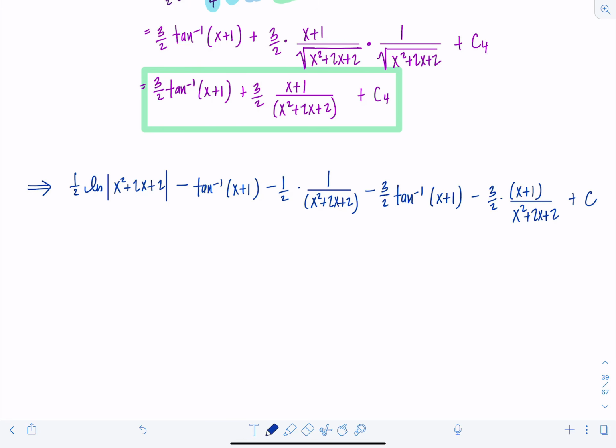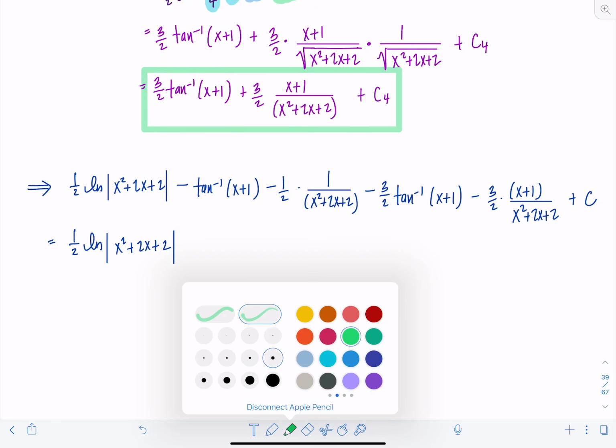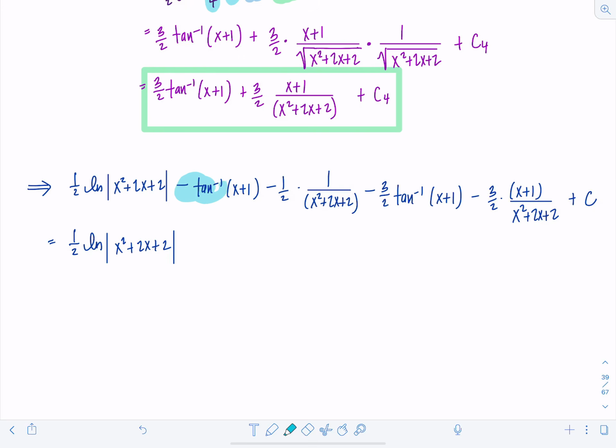And I'll define c in a second because I'm noticing we can clean up a bit more, yeah? We've only got one natural log, so that's not what I'm talking about. 1/2 natural log. You do need the absolute values because I don't know that x squared plus 2x plus 2 is necessarily positive, okay? Look at this. Look at what's going on. I've got negative tan inverse of x plus 1 and a negative 3/2 inverse tangent of x plus 1. So I can combine those, negative 5/2 tan inverse of x plus 1.